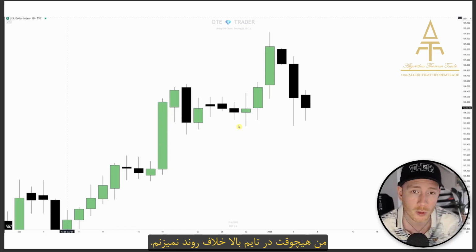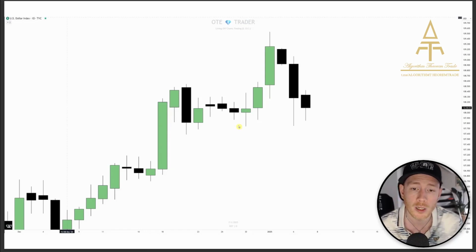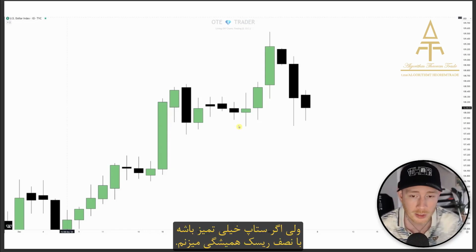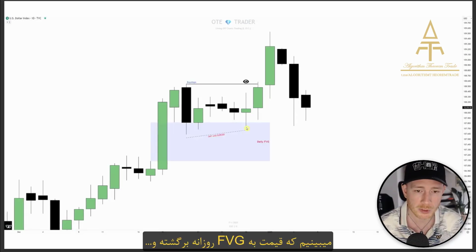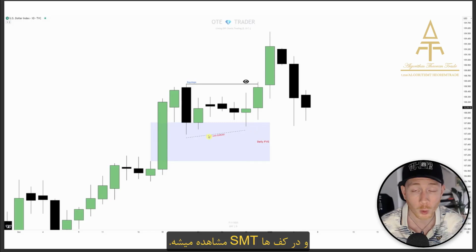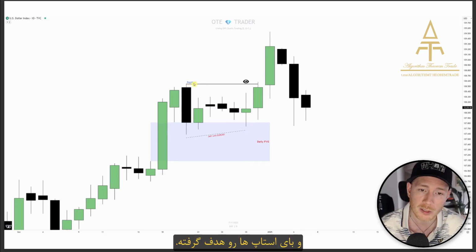I try to never go counter trend on the higher time frame, and if I do and the setup looks clean, I will do half risk. So put some lipstick on it, right? Over here, daily fair value gap, we can see price dipped back into the daily fair value gap, forming SMT on the lows, and now we can actually look to target those buy stops up here.